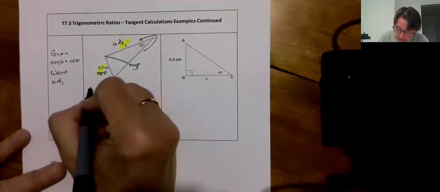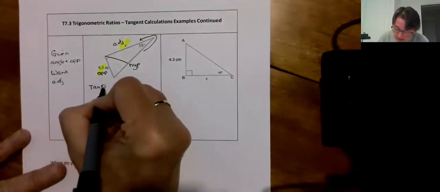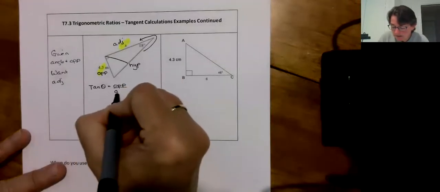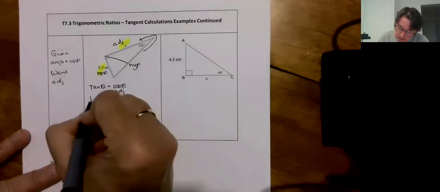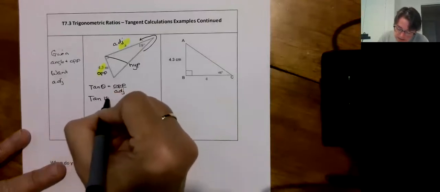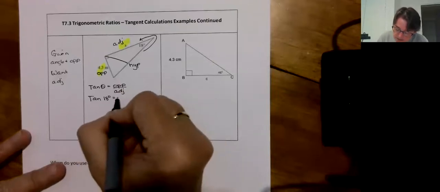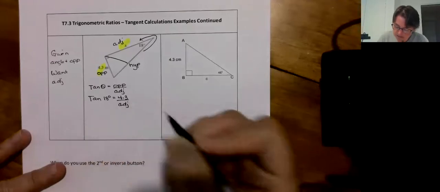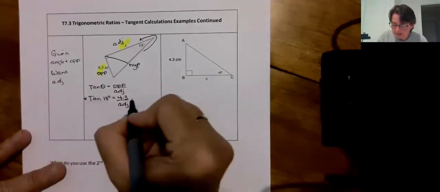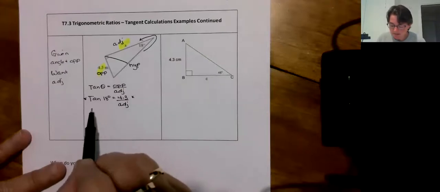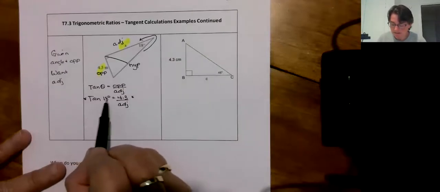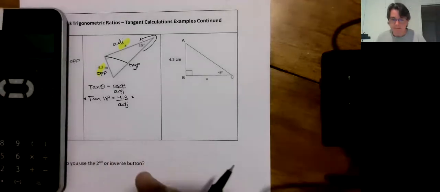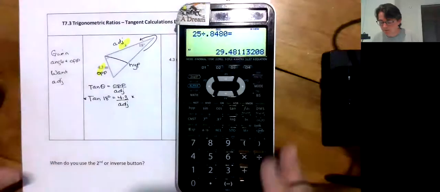All right, so tan theta is equal to opposite over adjacent. Tan 18 degrees is equal to 4.3 over adjacent. So this is my key spot here. We need to know that we have 2 numbers and 1 unknown. And we're good.